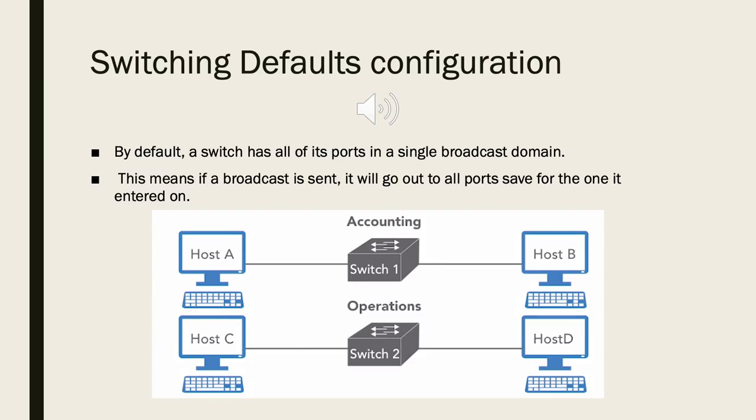By default, a switch has all of its ports in a single broadcast domain. This means if a broadcast is sent, it will go out to all ports save for the one it entered on. Following that logic, to create separate broadcast domains, an engineer would have to use a different switch for each domain, which isn't practical or scalable in any real way.